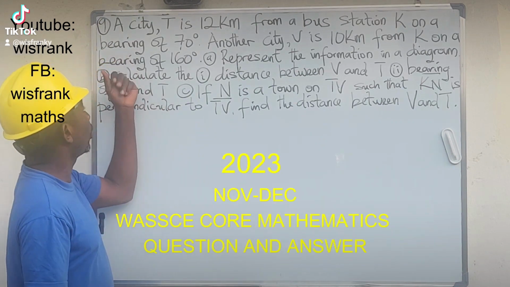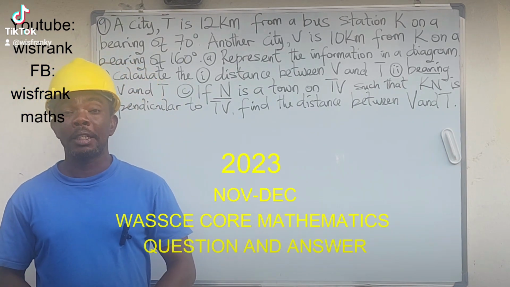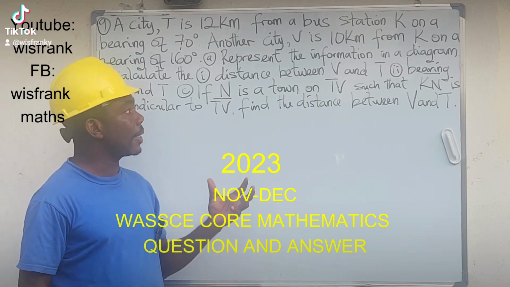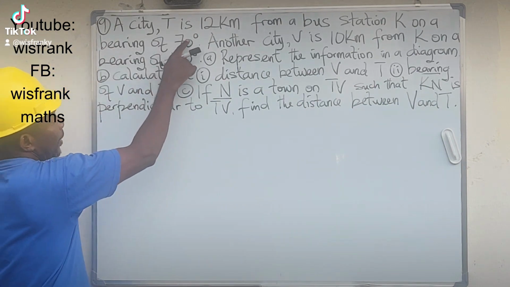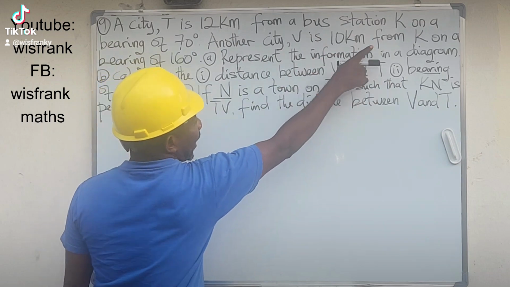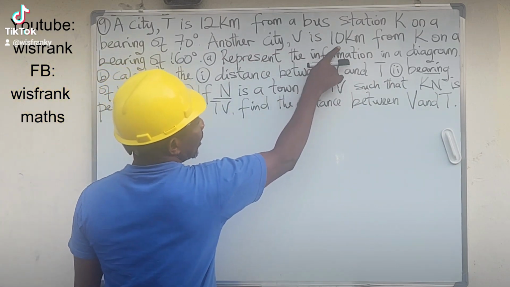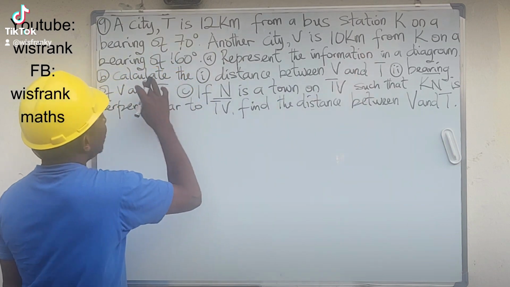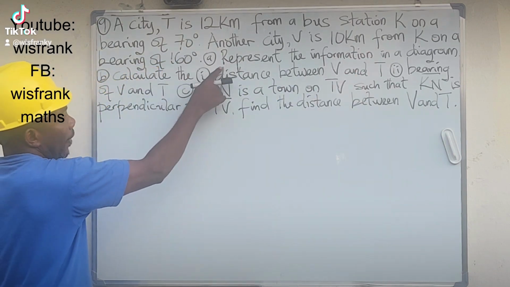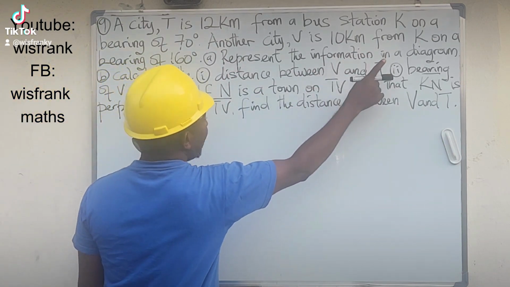Today we are looking at question number 9 from the 2023 November/December WASSCE General Mathematics. Number 9: a city T is 12 kilometers from a bus station K on a bearing of 70 degrees. Another city V is 10 kilometers from K on a bearing of 160 degrees. A. Represent the information in a diagram.